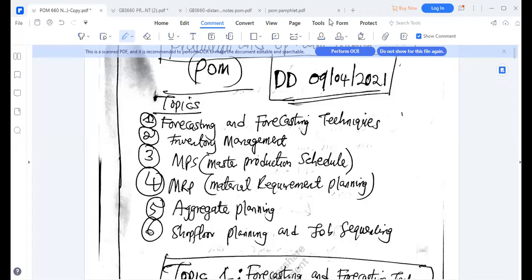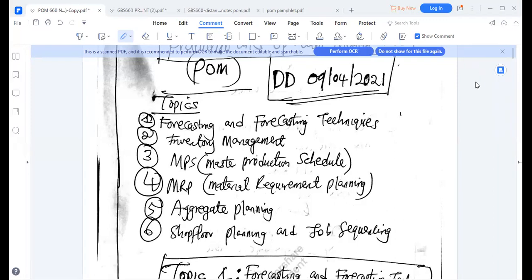Okay, so we are now looking at production and operation management, and in particular, we'll look at the first topic, which is called forecasting and forecasting techniques. All right, now I'll be very, very slow to explain forecasting as the first topic in this course, POM, which is production and operation management.